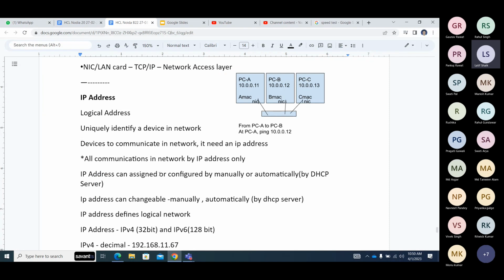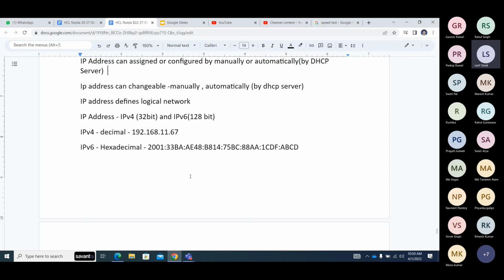Okay, to communicate in the network, you must be assigned an IP address. Every device has a NIC to get connected in the network, and every NIC has a MAC address. MAC addresses cannot be changed, but IP addresses can be changed. An IP address can be assigned by the user manually, or automatically by a DHCP server. In your network, you have a DHCP server, and that DHCP server can assign an IP address to you.